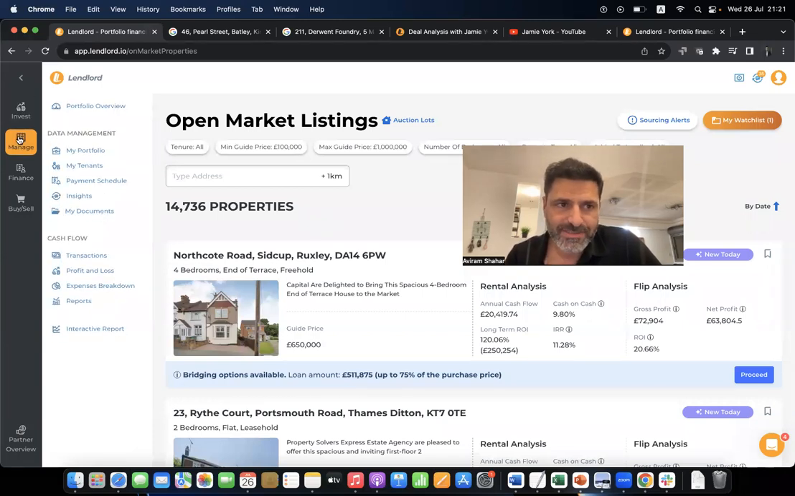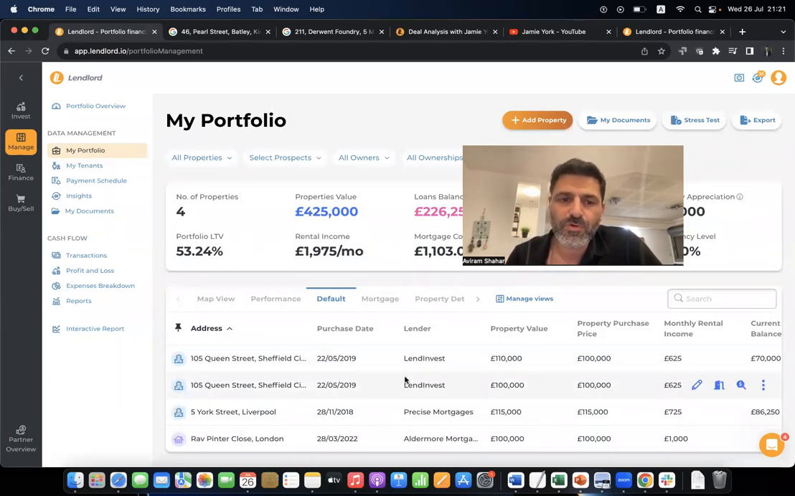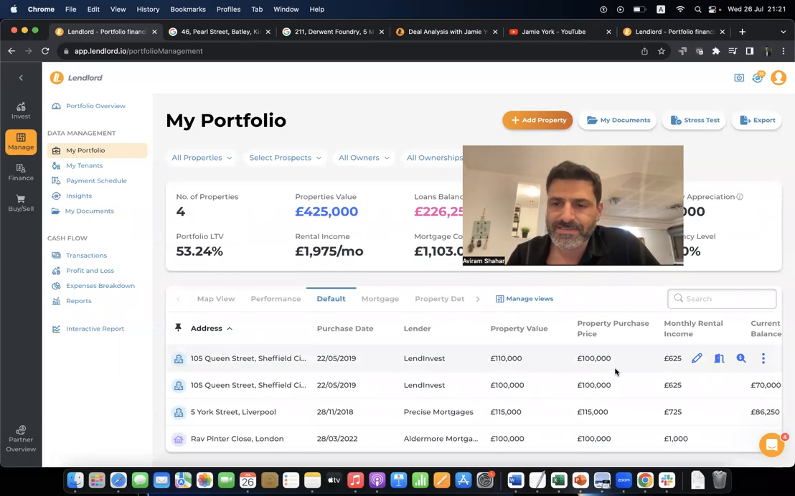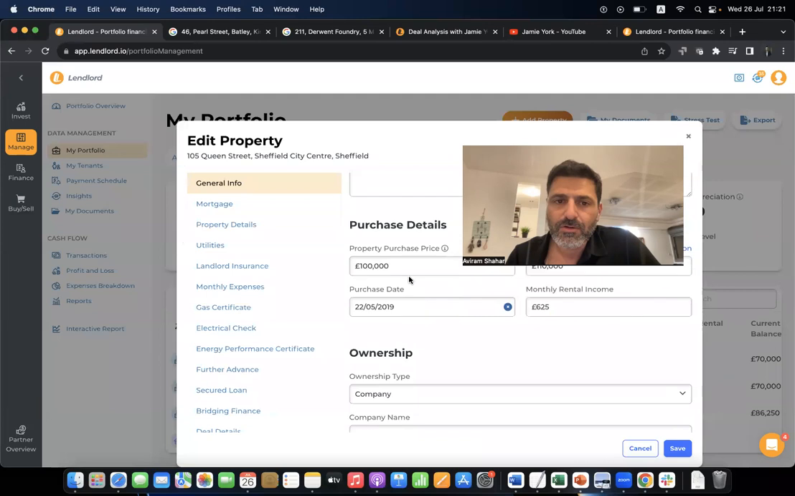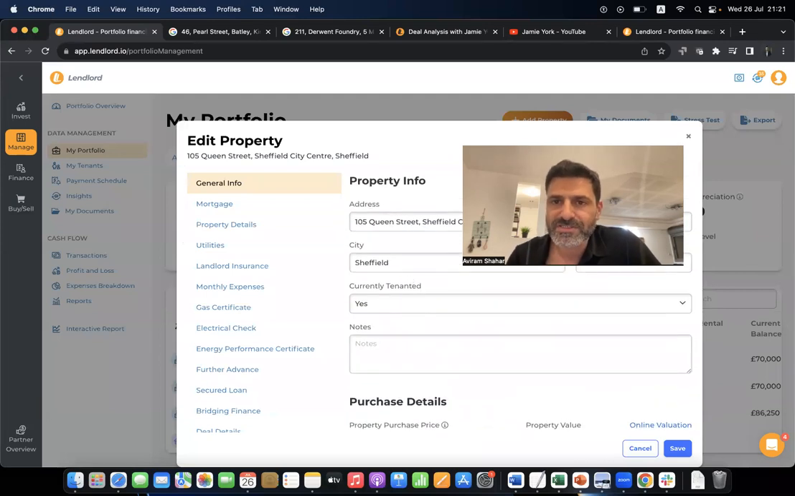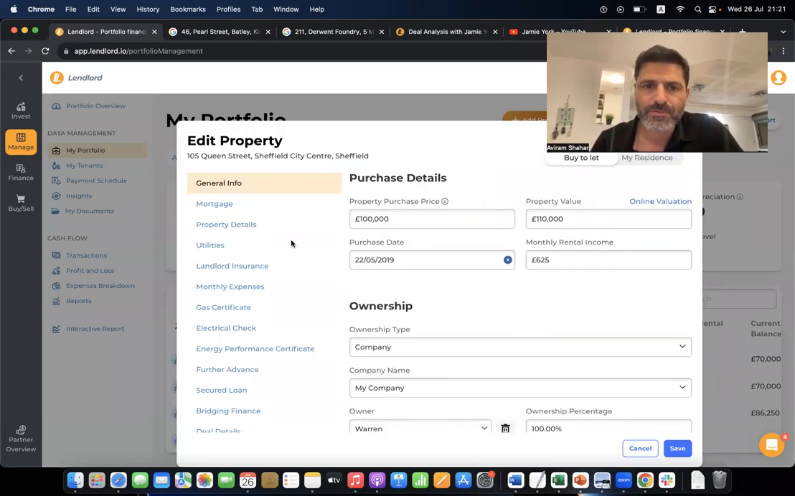Then on the manage section, this is the place to manage your existing portfolio. In my portfolio, this is the place to put all your property details in one place. We store over 150 different data items on each property. Although there are no mandatory fields, you can just start with typing the address and then tweak the data afterwards.